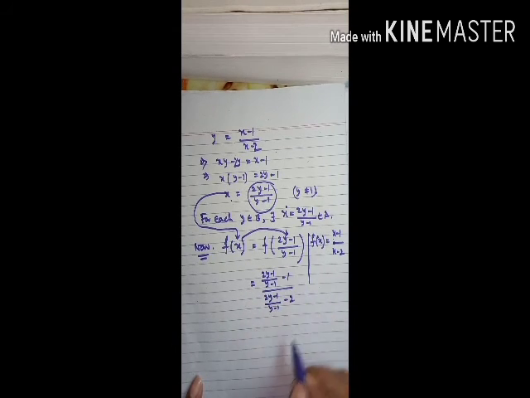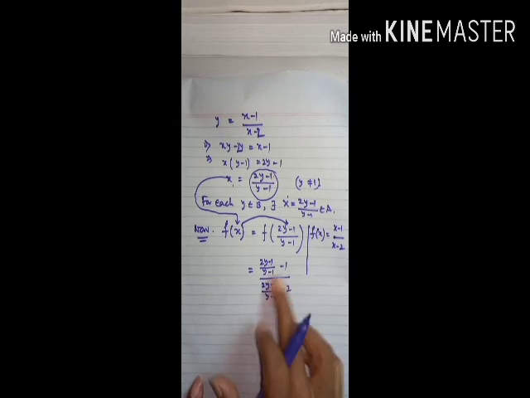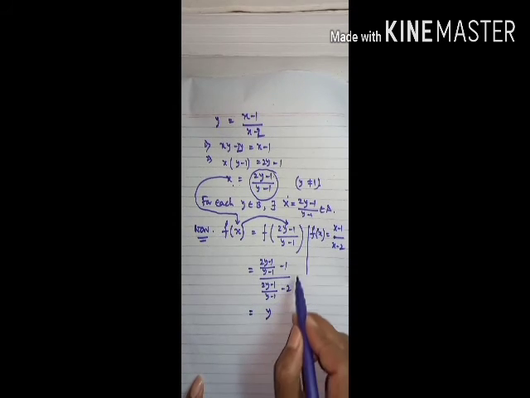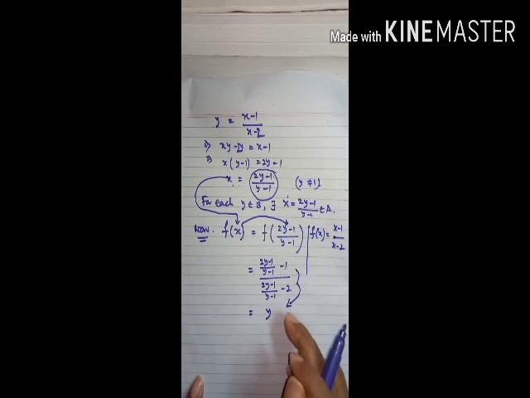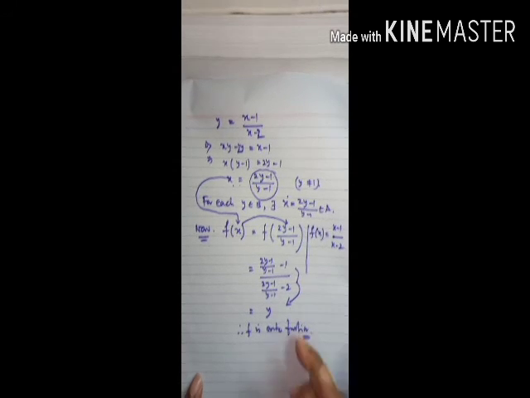This part understood or not? Just put the value, and if you simplify it, you'll get y. So you can say f is an onto function.